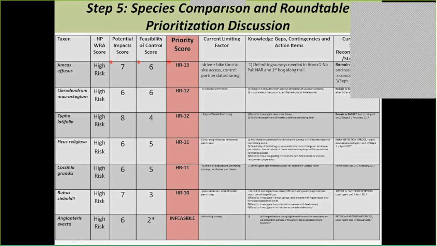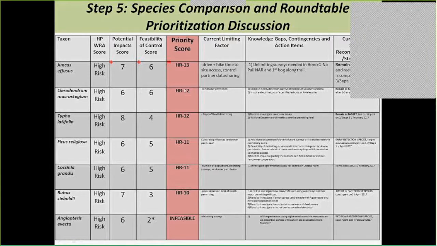To get your final priority score, you account for the WRA score, you add the potential impact score, and you add the feasibility of control score, and then you get a priority score. This allows you to rank them from highest to lowest. So now, theoretically, although there's going to be a lot of gray area, you would have first priority, second priority, third priority, that sort of thing.